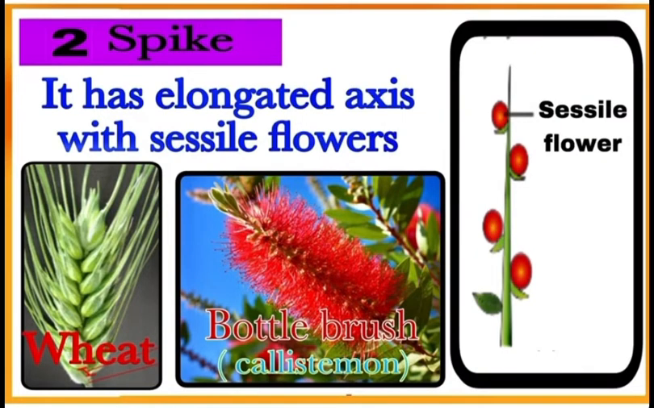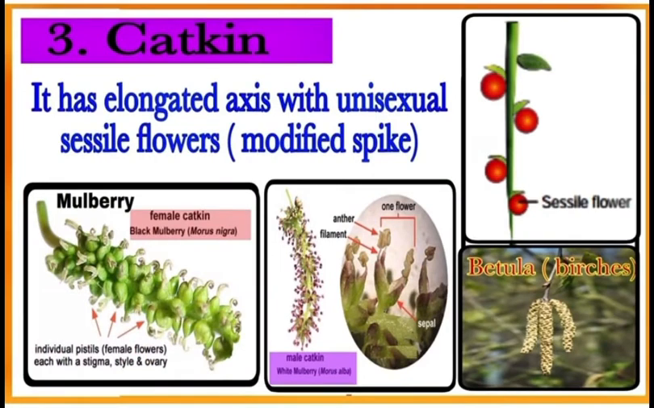यहाँ भी axis elongated है, लेकिन flowers sessile हैं, यानी without stalk है. Examples of plants having spike type of inflorescence are wheat and bottle brush. Next is catkin. Here axis is elongated, flowers are sessile, but there is one more character, that is flowers are unisexual, either male or female. So the inflorescence may be either male catkin or female catkin, as shown in case of mulberry in the picture. Another example of catkin inflorescence is Betula.